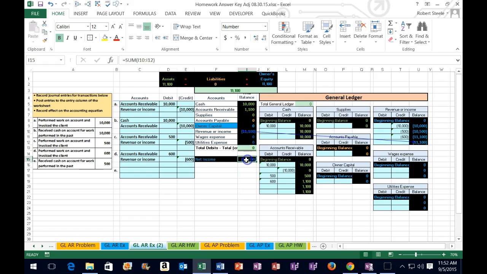What happened to net income? It went up. Remember, it went up because we're talking about revenue minus expenses. We don't have any expenses in this example.